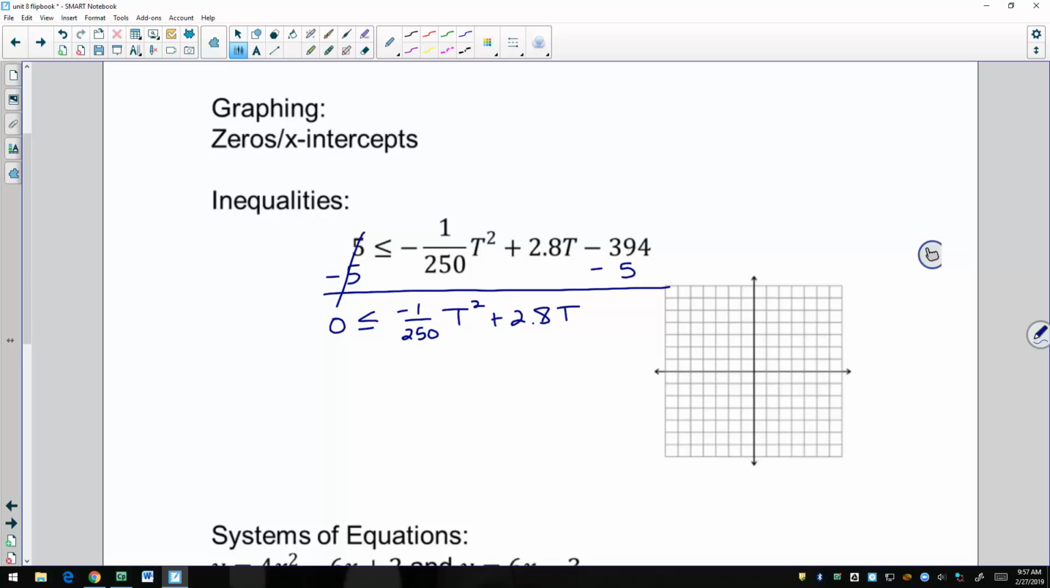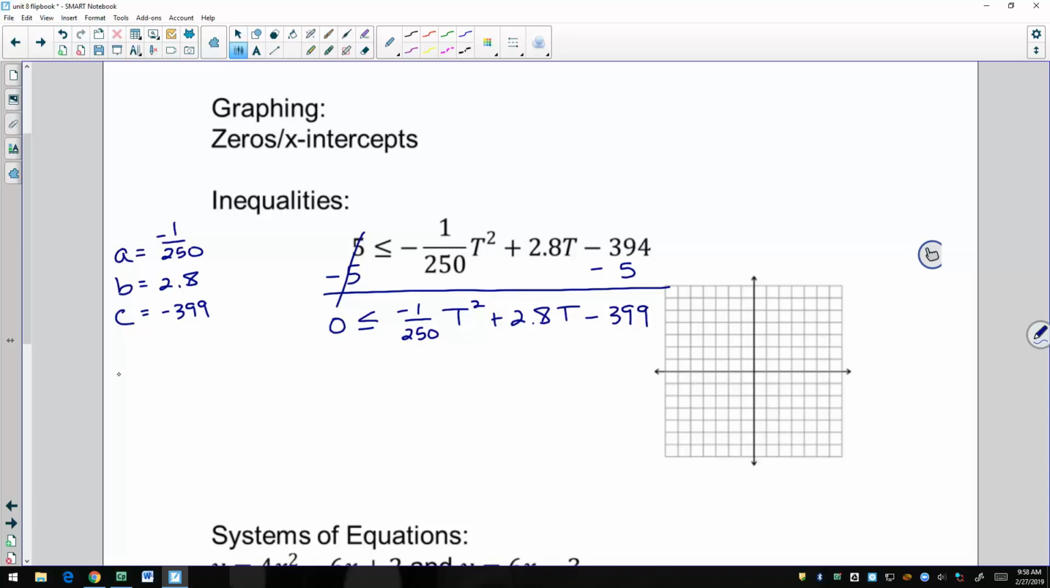Plus 2.8t minus 399. Now, I am not going to sit here and try to see if this would factor. That would be gross. So what I'm going to do is use the quadratic formula. So I'm going to identify my A, my B, and my C. It's going to be ugly, but that's what you have a calculator for. So A is negative 1 over 250, B is 2.8, and C is negative 399. Make sure you're careful that you keep the sign that's in front of each number.